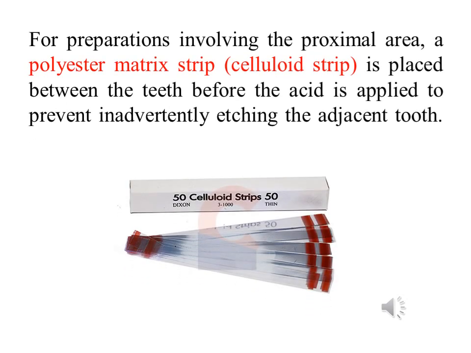As you see, for preparation involving the proximal area, polyester matrix strip or cellulose strip is placed between teeth before the acid etching is applied to prevent inadvertently etching the adjacent tooth. To prevent the etching of adjacent tooth during acid etching technique, so we put the matrix strip to prevent the etching material touching the adjacent.